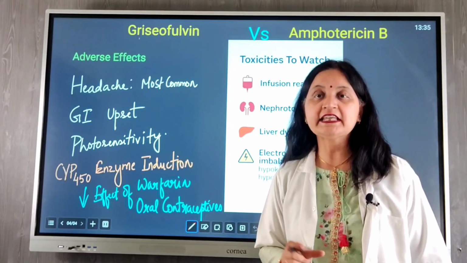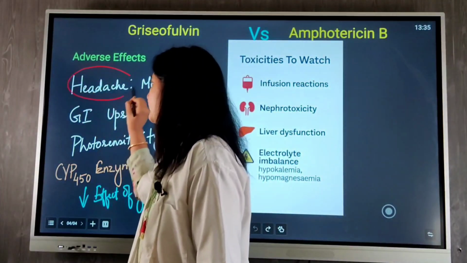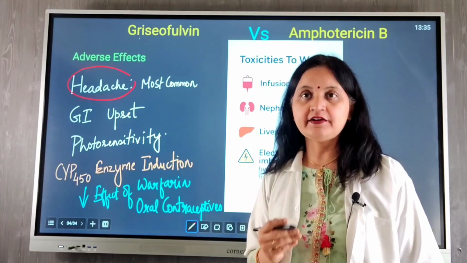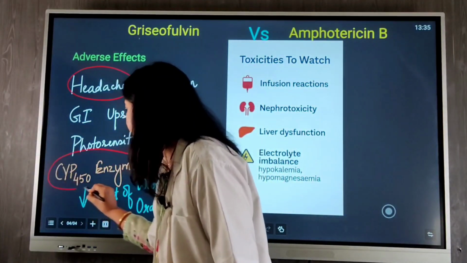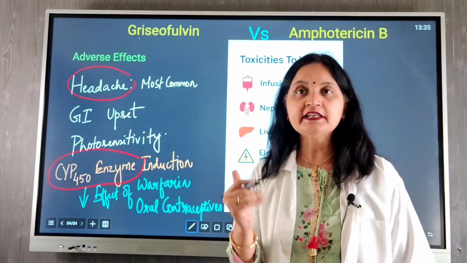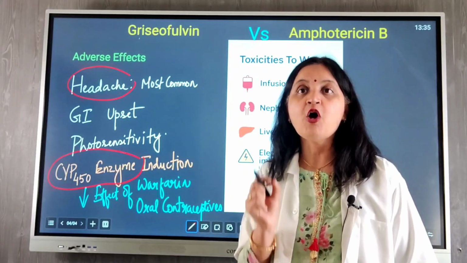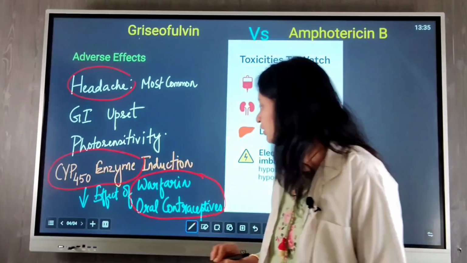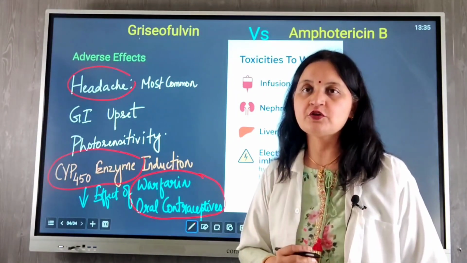Next, speaking about the toxicities of Griseofulvin and Amphotericin B, headache is the most common adverse effect of Griseofulvin. GI upset can also occur, and photosensitivity is a rare occurrence. To be noted that Griseofulvin is an inducer of cytochrome P450 enzyme, and because of its enzyme induction property, there is decreased effect of drugs that are administered along with Griseofulvin, and these drugs are warfarin and oral contraceptives. So the efficacy of warfarin and oral contraceptives decreases because of the enzyme induction property of Griseofulvin.